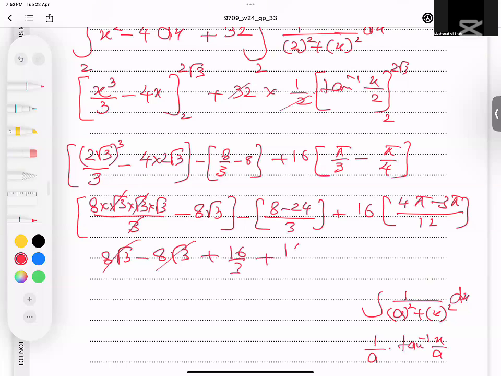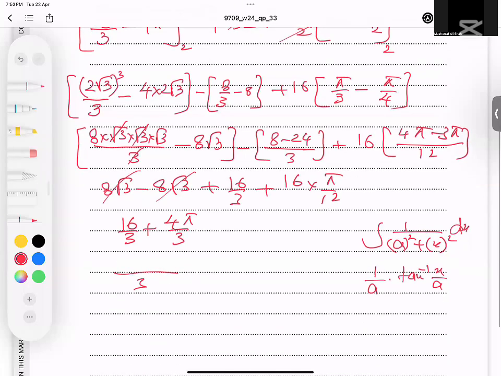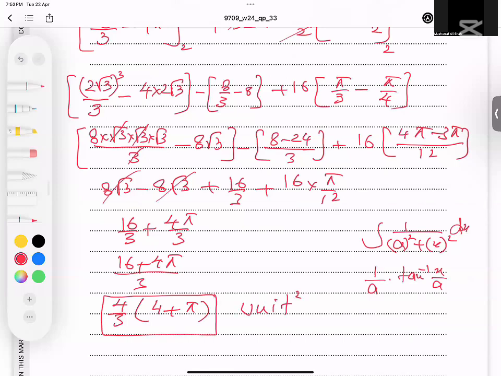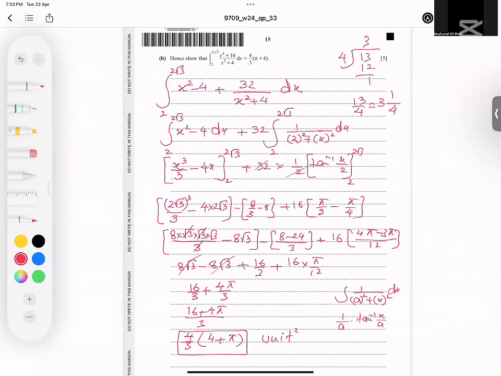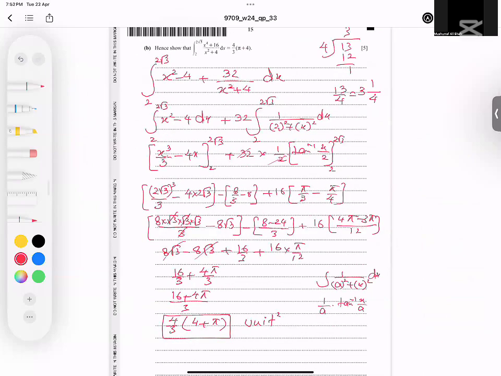And here I got 16 into pi by 12. And I got 16 over 3 and 4. 4s are 4, 3s are. So I got a 3 LCM. I got 16 plus 4 pi. Take 4 common from the top. I got here 4 and plus pi. So writing this, this is my required answer, and I got the area. I hope the concept is very, very clear, and the question is over.